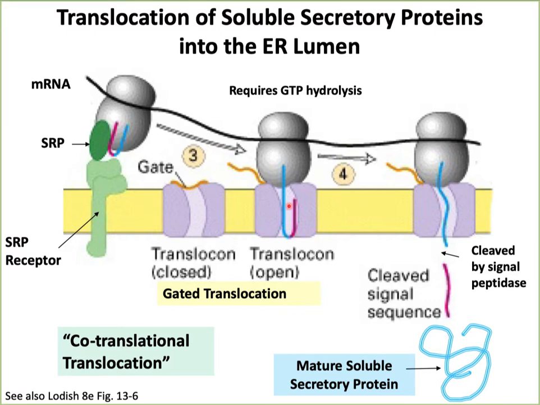So as we have been discussing, the signal sequence is cleaved by the signal peptidase, which is found in the lumen of the ER. What you end up with is the mature soluble secretory protein. So this is the signal sequence cleaved off by the signal peptidase, and this is your mature soluble secretory protein.